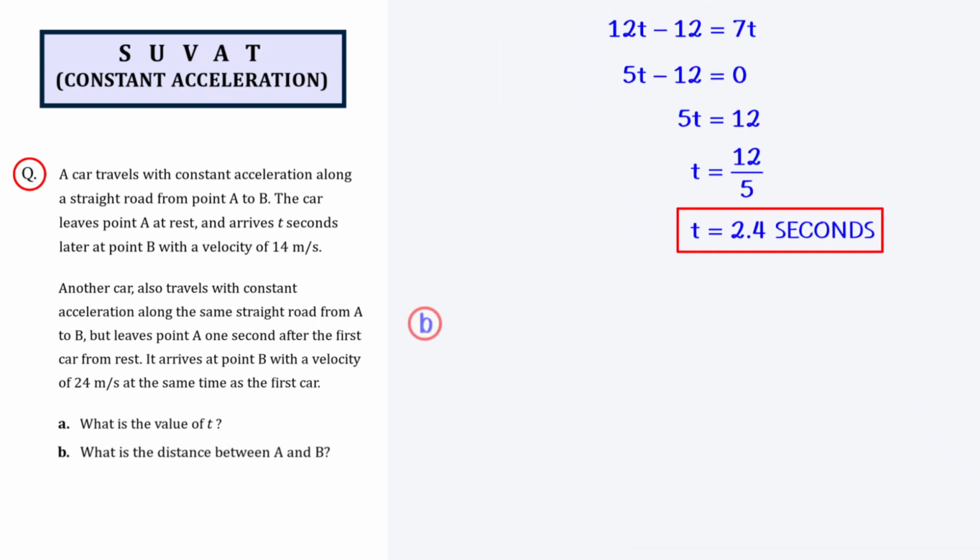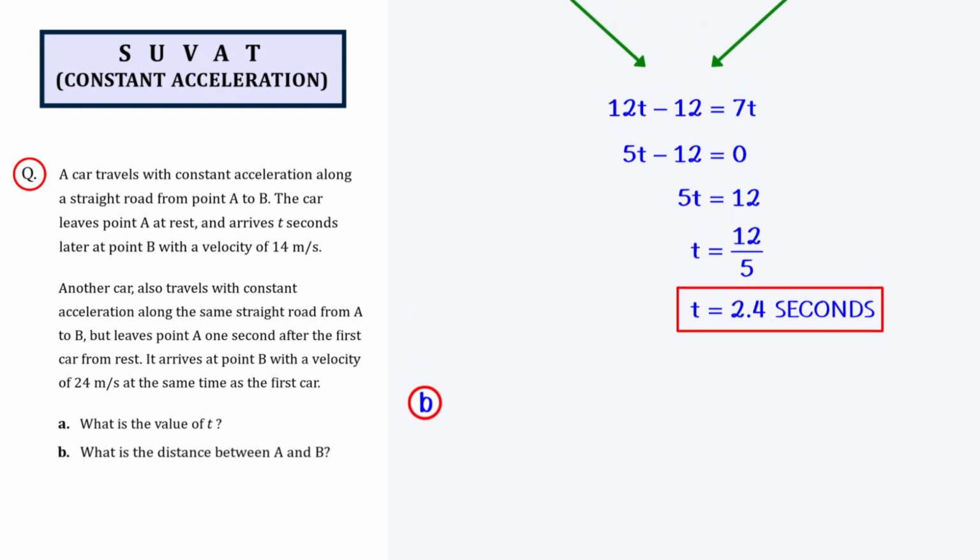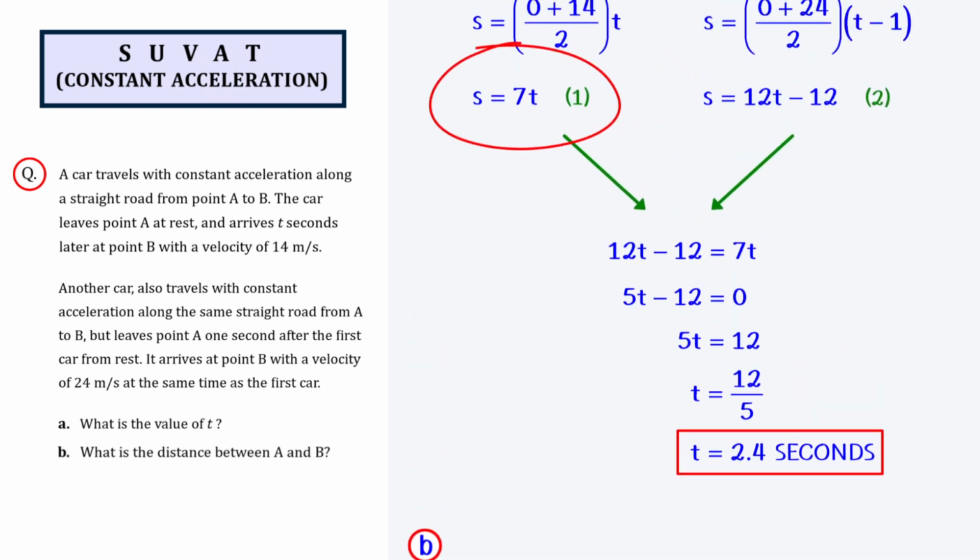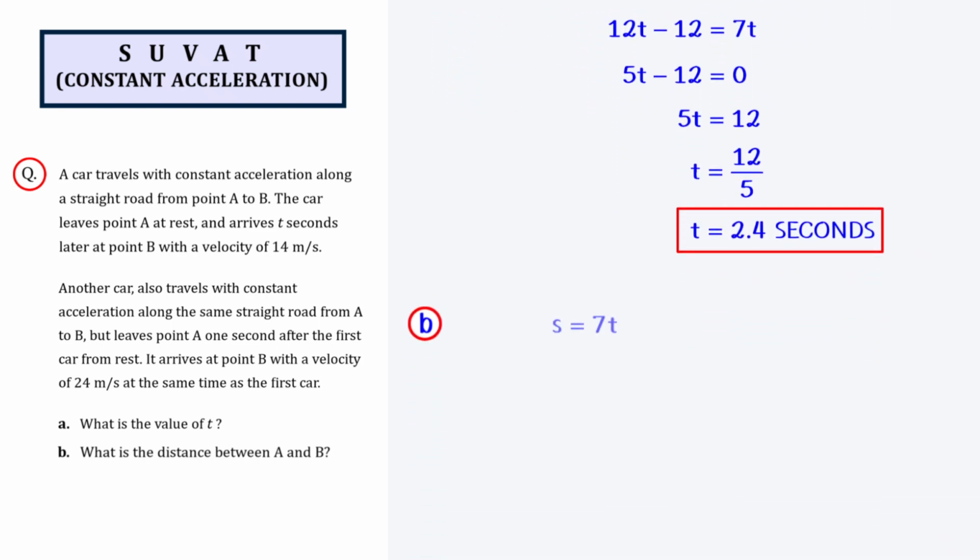For part B, we need to find the distance between A and B. And because we found the value of t, we can substitute this into equation 1. So we have s is equal to 7 times t, and so s is equal to 7 multiplied by 2.4, which is equal to 16.8 meters.